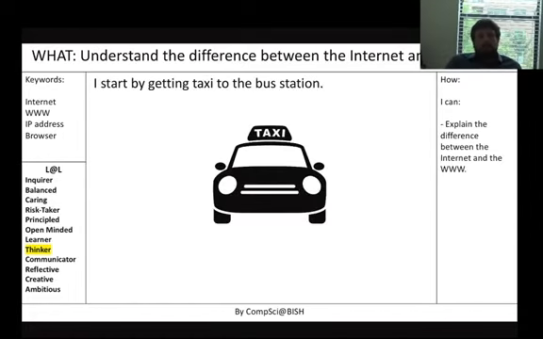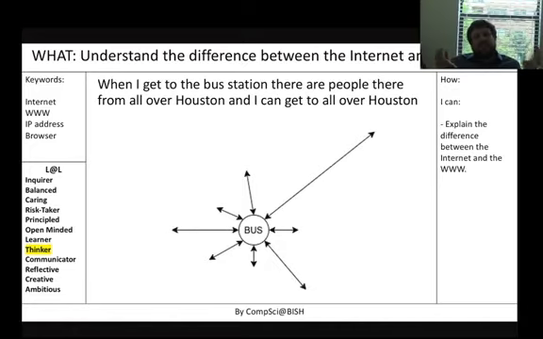I'm going to start by getting a taxi from my house to the local bus station. Now, when I get to the bus station, is the airport the only place I can get to from there? No. I can get to lots of other places: other bus stations, and other stops on the way. So the bus station is a bit like a hub which lots of places are connected to. Hopefully you see that in my diagram.